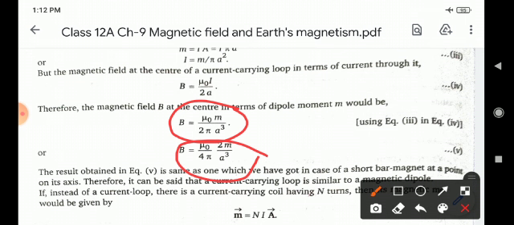Children, after solving that, we find the value of M vector equal to N I A vector, where M vector is the dipole moment, N is the number of turns, I is the current, and A is the area vector. Okay children.